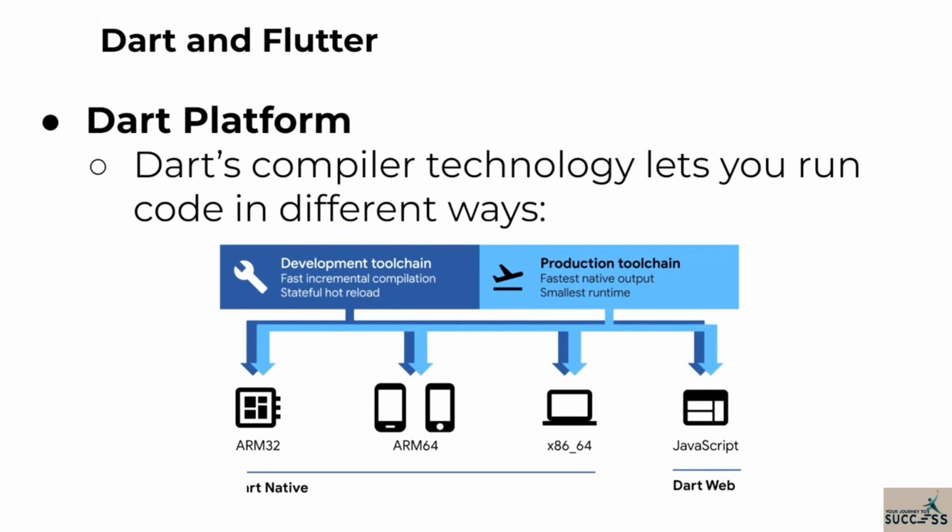So if we were to visualize this, essentially what the Dart platform allows you to do is ship to Dart native, essentially different types of architectures that run on different phones. So something like an iPhone or an Android phone or a desktop application like a macOS desktop application. Or what you can also do is have the Dart web platform and then ship things into JavaScript.